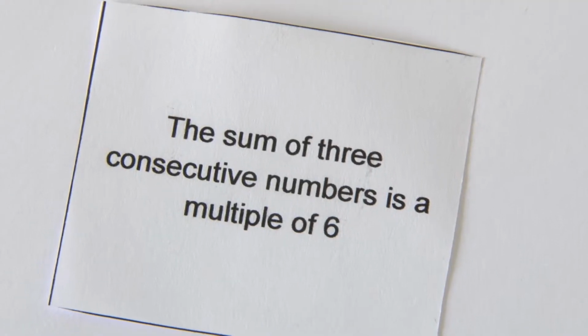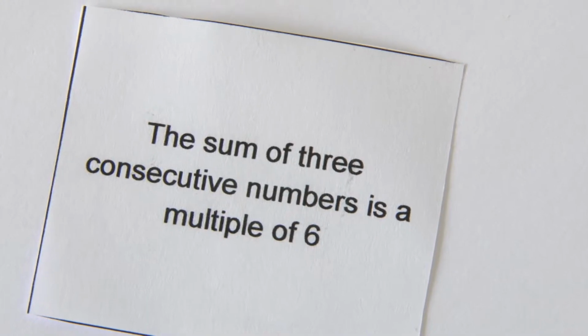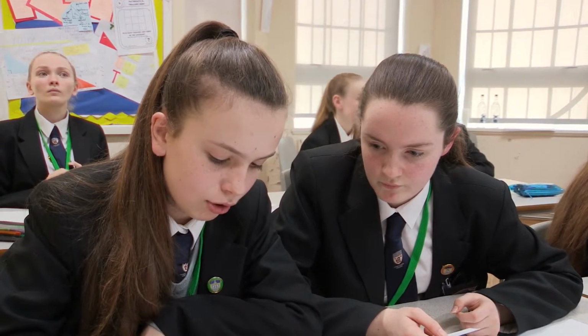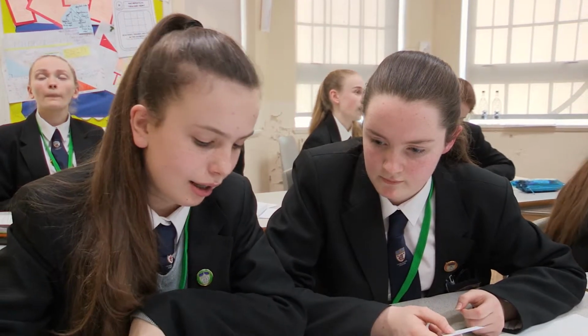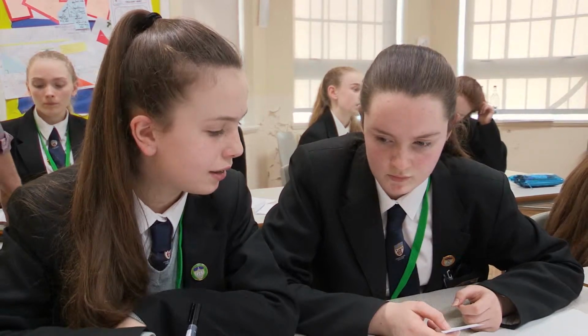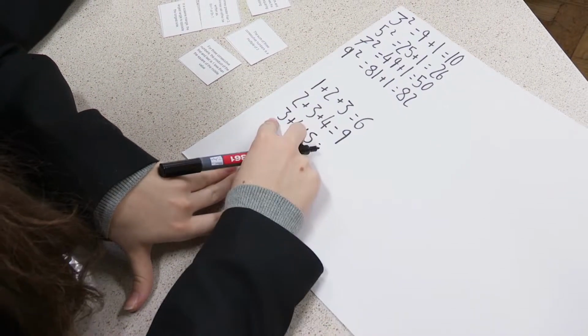The sum of 3 consecutive numbers is a multiple of 6. 2 plus 3 plus 4. That'd be 9, but that's a multiple of 3, not 6. That'd be 12, which is also a multiple of 6, so you could say that it's sometimes true, but not always.